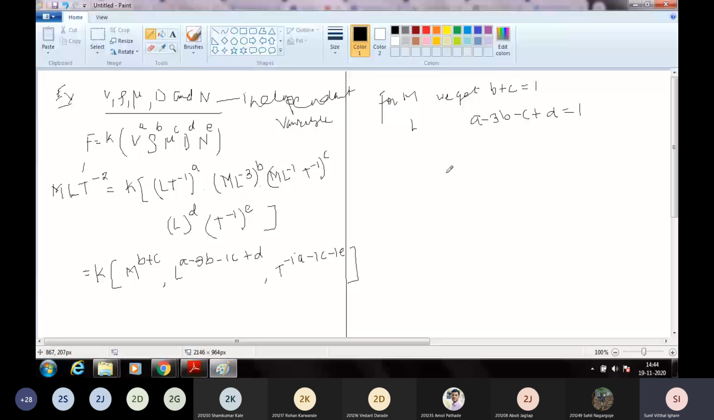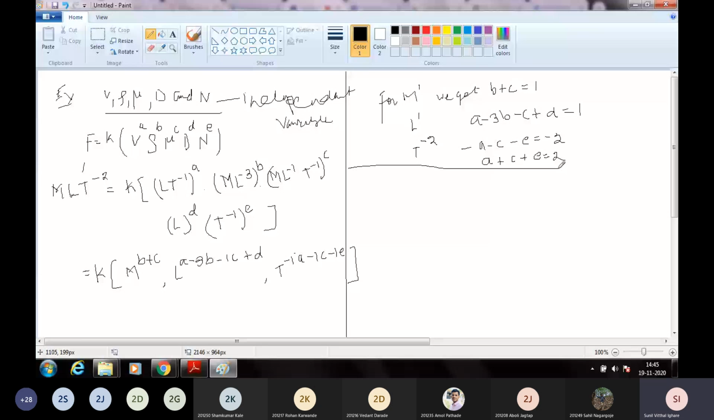Okay. Then for T, you just see that is T minus 2. So here you just write minus A minus C minus E, that is equal to minus 2. Is it okay? So this third term, I just modify the sign only. A plus C plus E is equal to 2. Is it okay?